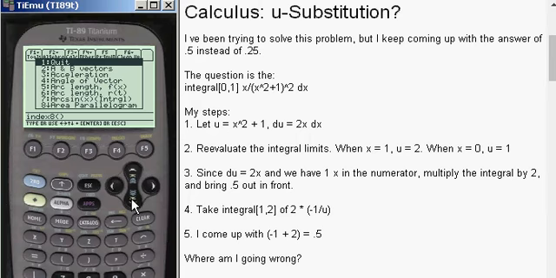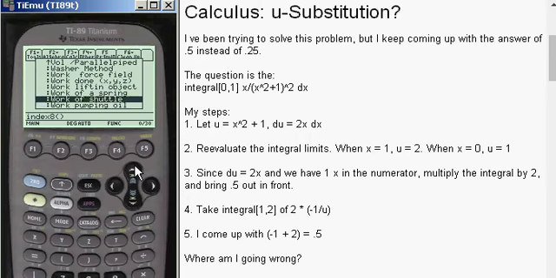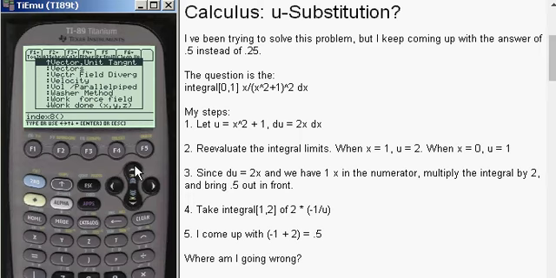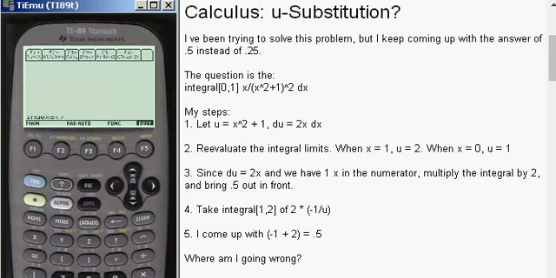I'm going to scroll down here, I'm going to go up because it gets to the bottom of the alphabet, and we're going to go to u-substitution, which is closer to the V's than A's in the alphabet. Here's u-substitution. Press enter.